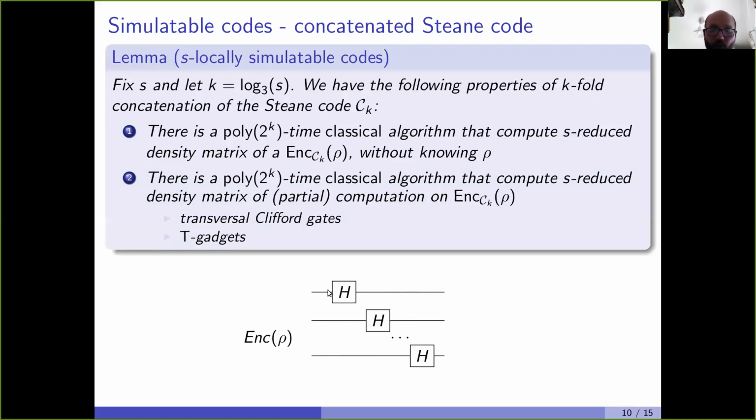Just to recall, the second property tells us that, for instance, if you want to apply Hadamards on this encoding of the state rho, we can compute not only the reduced density matrix on rho, but on rho after applying Hadamard on each physical qubit. So for every snapshot that you have here, you can compute the reduced density matrix on s qubits of this encoding of the partial computation of Hadamards on the encoding of rho.